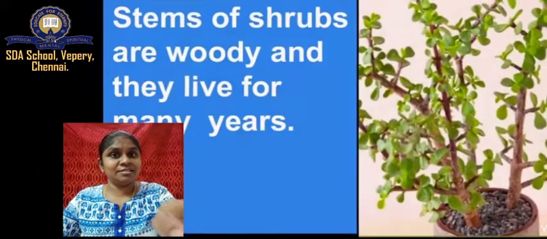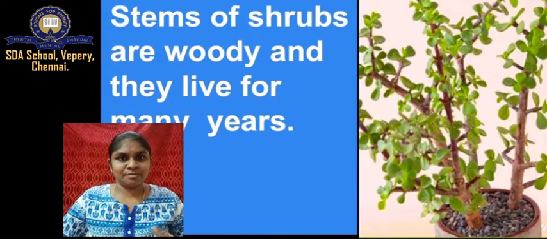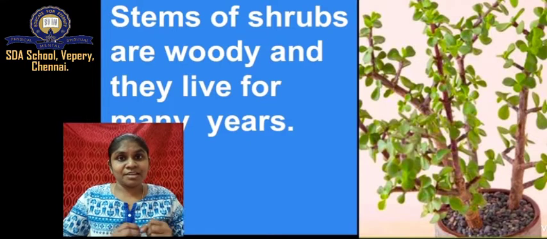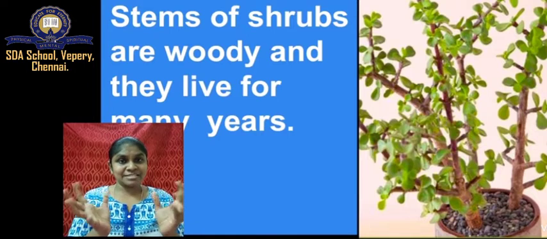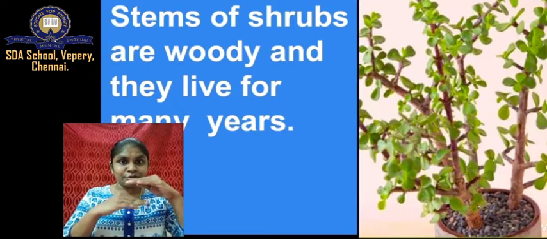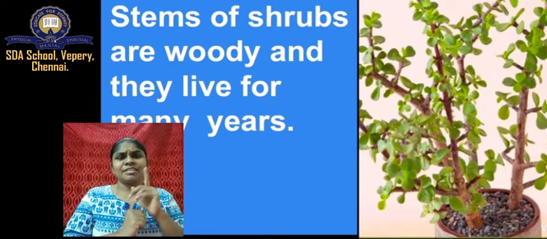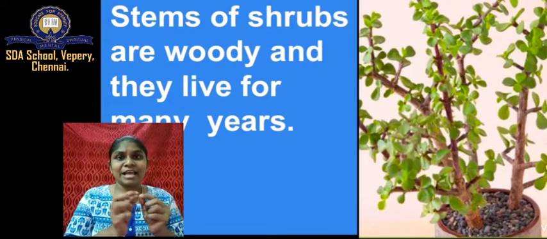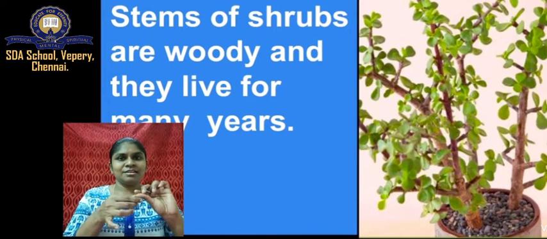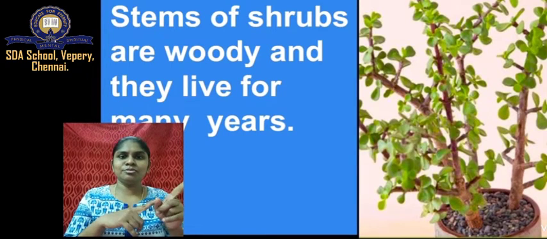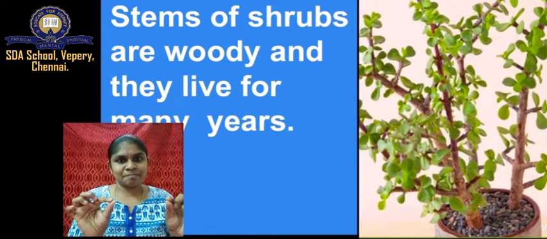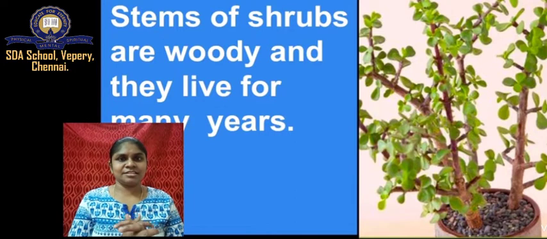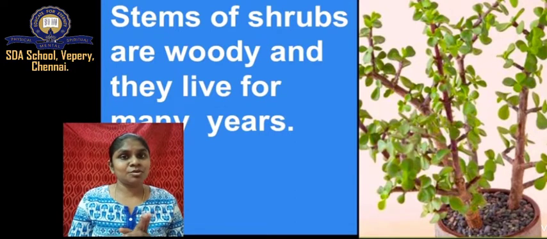Next, what did we learn? We learned about shrubs. What is the specification of shrubs? Shrubs are bushy plants. Do you remember? They are bushy plants and their stems are very close to the ground. And another important thing is they have woody stems. You know what a stick is, right? So like that, it has woody stems and they live for many years. We learned this.